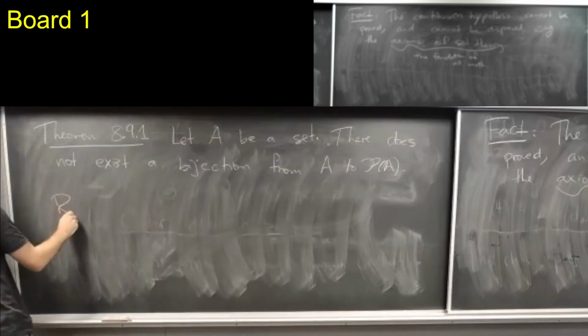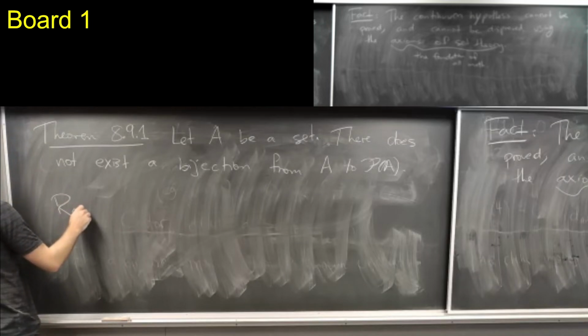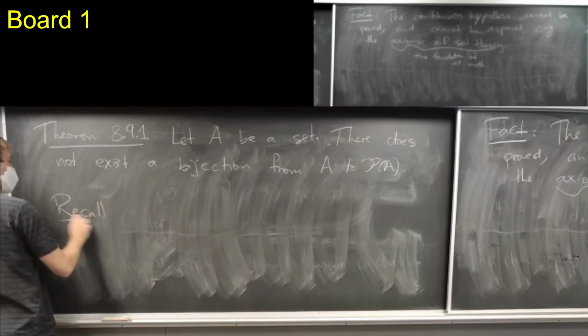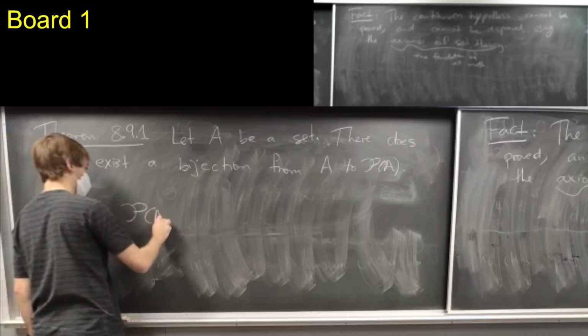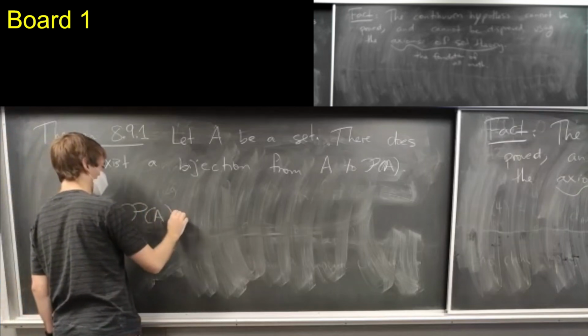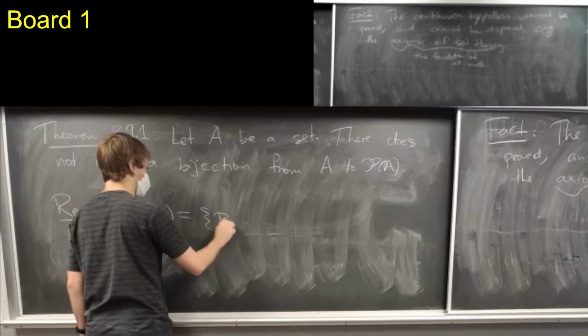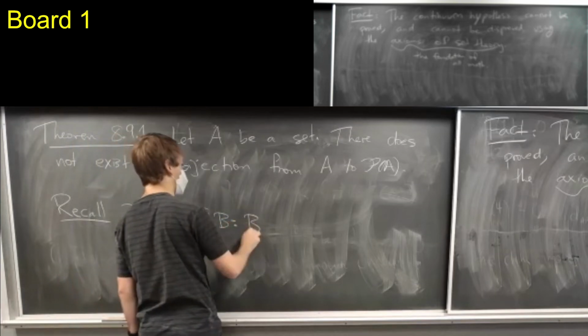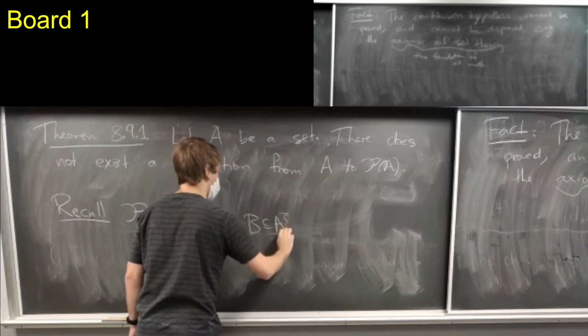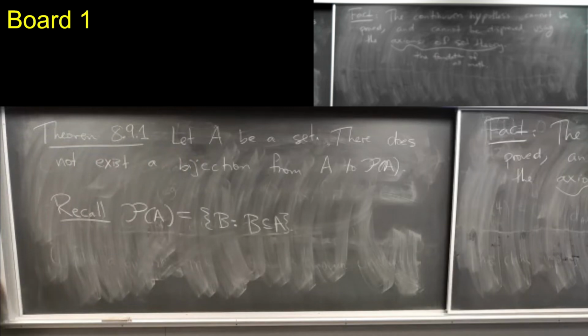So this is maybe good review from chapter 3, right? Remember, the power set of A is the collection of all B such that B is a subset of A. Okay. So in other words, what this is saying is that if I take a set, it could be an infinite set, right?